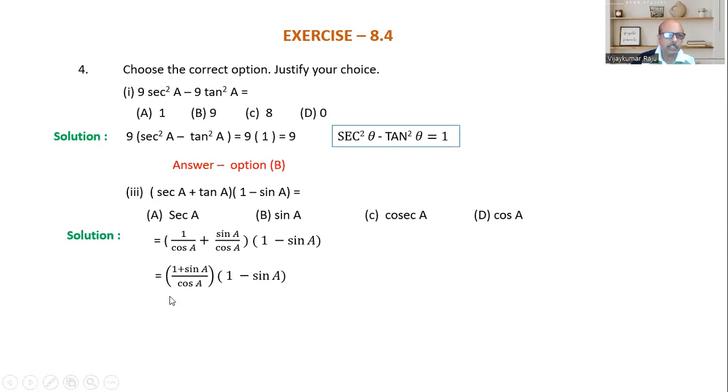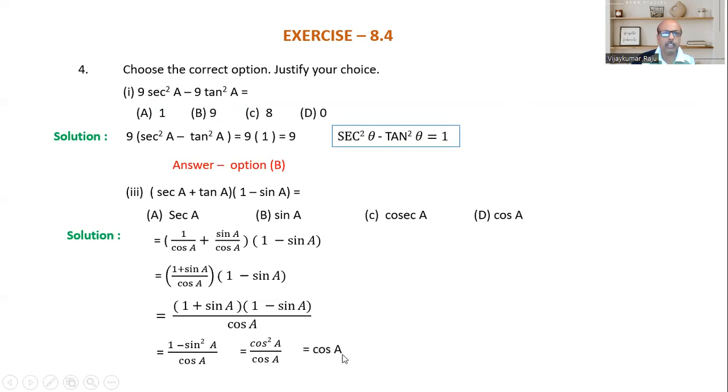So if you write it in that form, it becomes 1 plus sin, 1 minus sin upon cos. So A square minus B square is 1 minus sin square. 1 minus sin square is nothing but cos square. Cos square upon cos. So here there are 2 cos and the bottom denominator has only 1 cos. 1 cancels and your answer will be cos A. Cos A, that is option D. So your answer is option D.